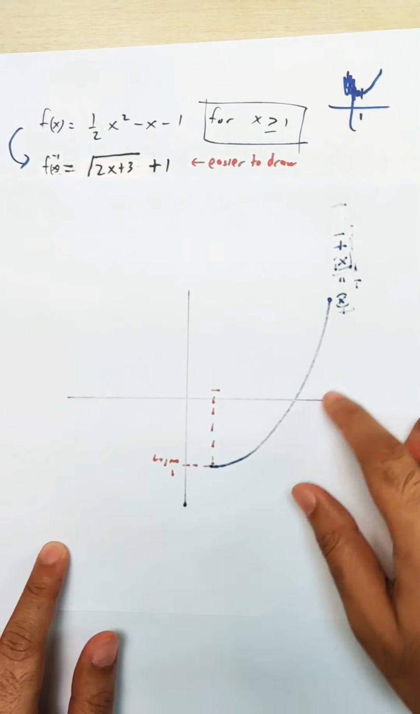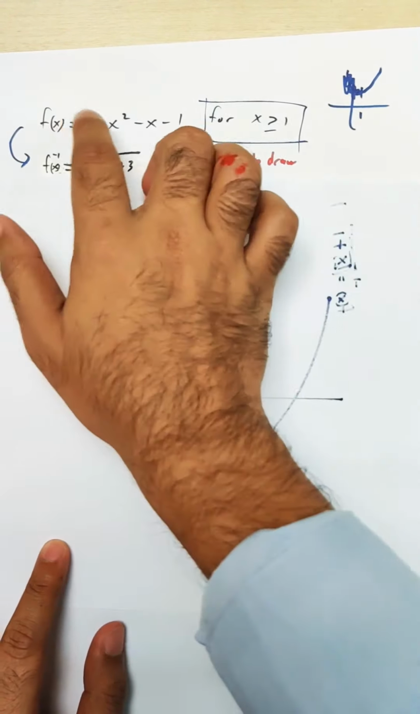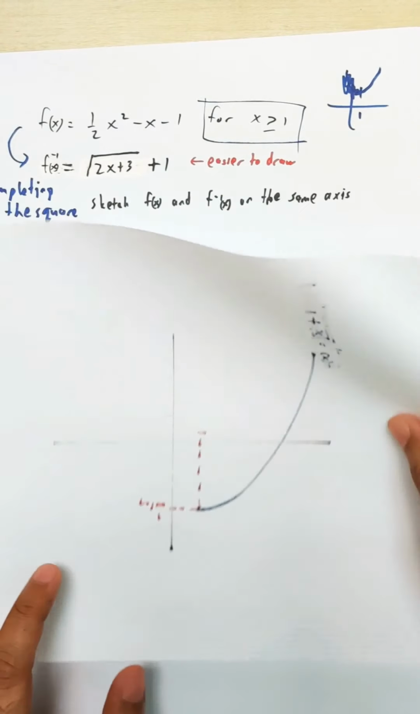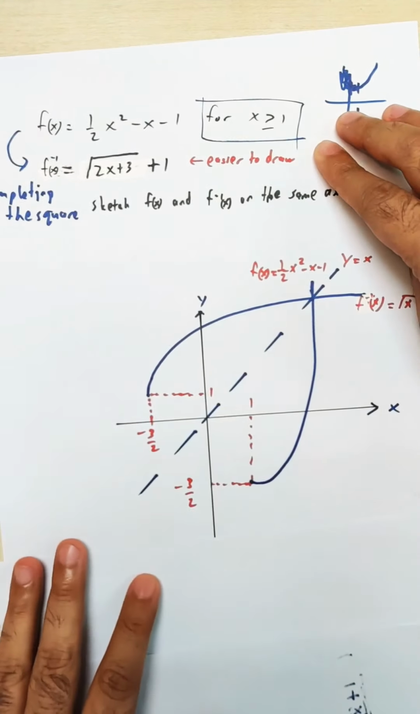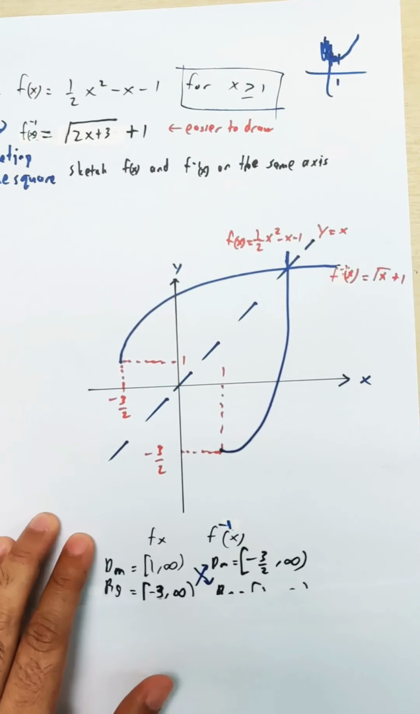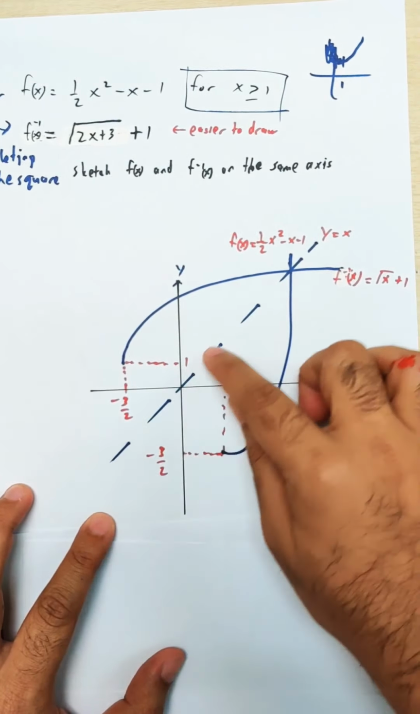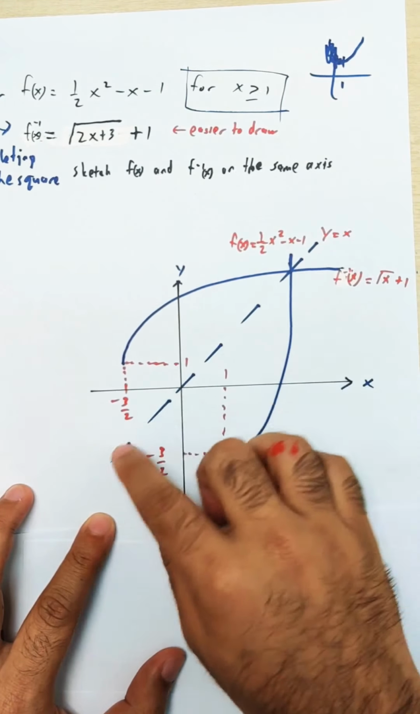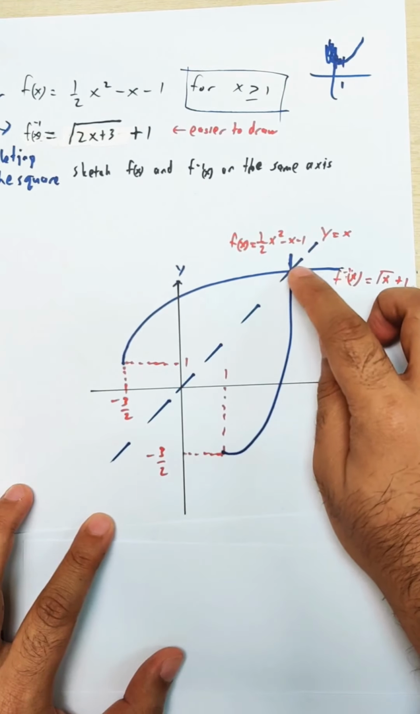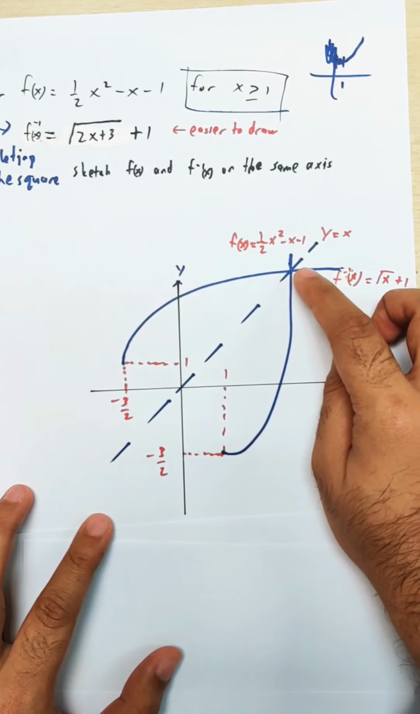Okay, so that's the quadratic graph for f(x). Now you combine both of them and you get this one. Boom. As you can see here, the intersection is on the line y equals x. You need to draw that one perfectly well. If not, you're going to lose your marks.